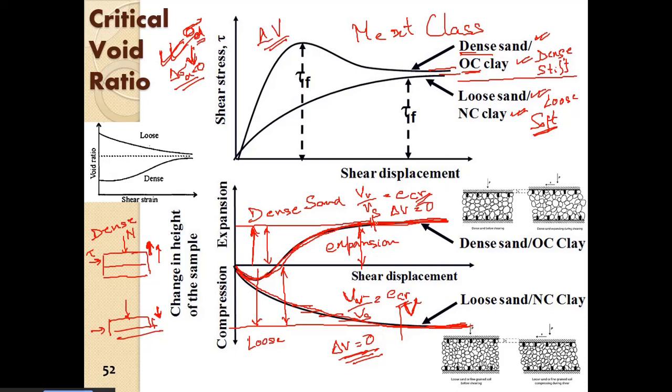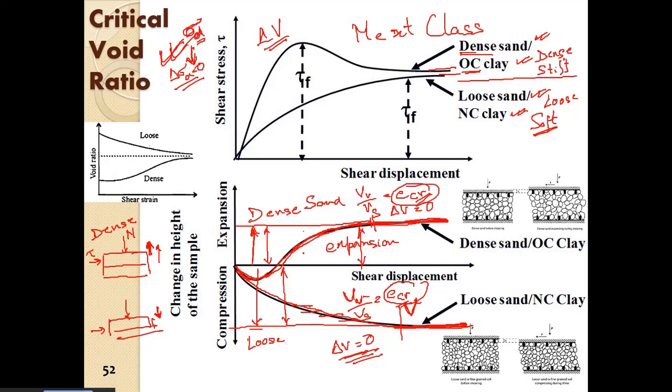So the volume of the dense sand will become constant at a particular volume. Similarly, the normally consolidated soil, after compressing up to a particular level, will also constantly go on shearing at a constant volume. Right? So the void ratio at that point is the critical void ratio.